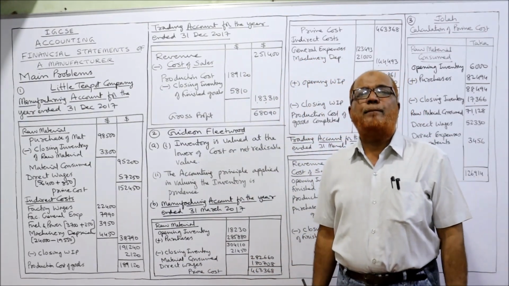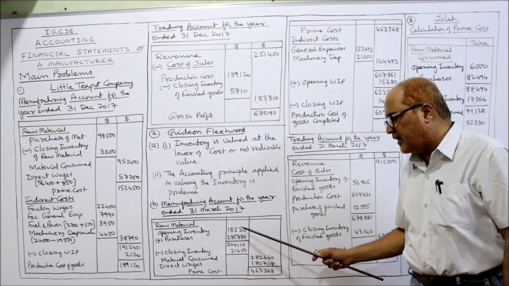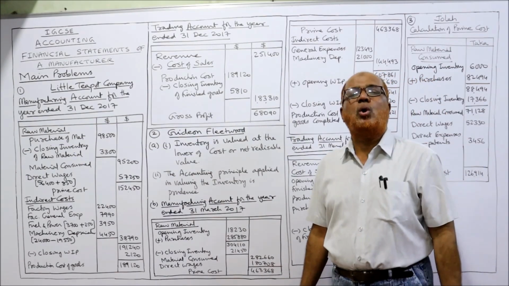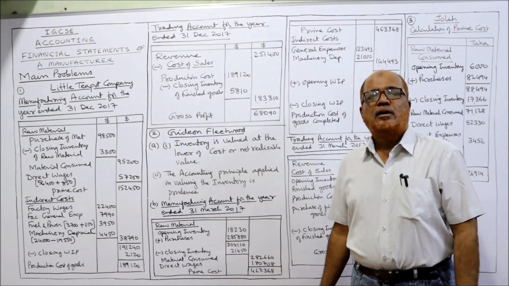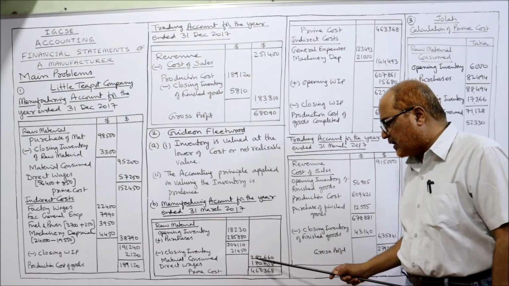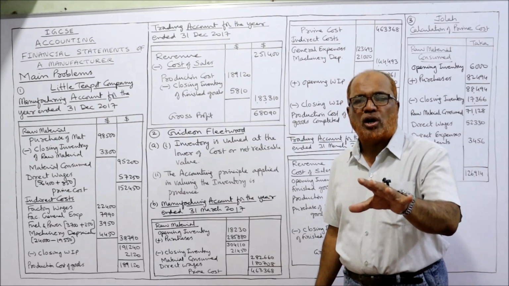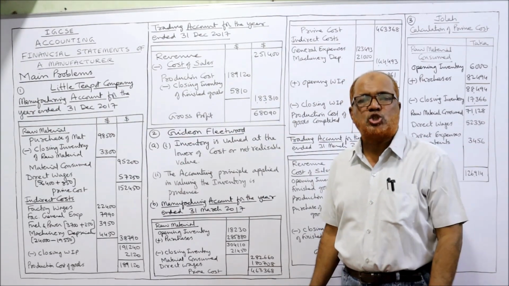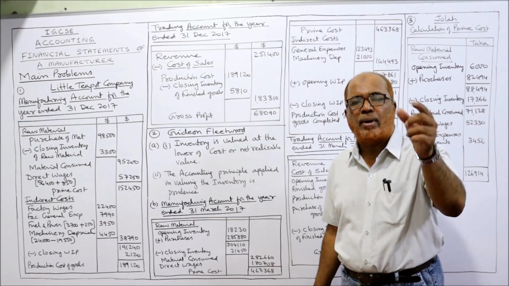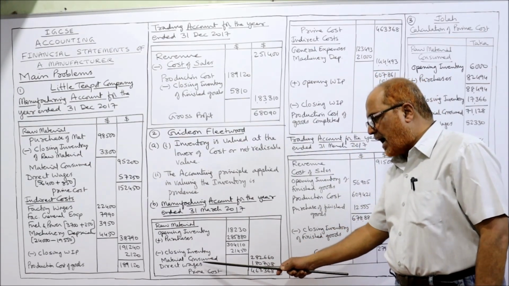To this we add the purchase of raw material, given in the problem as 285,880, which adds up to 304,110. From this deduct the closing inventory of raw material, 21,450, giving material consumed of 282,660. Material consumed is not given, so remember how to compute it: opening inventory of raw material, add purchase of raw material, minus closing inventory of raw material. We'll get material consumed. To this we add direct wages.